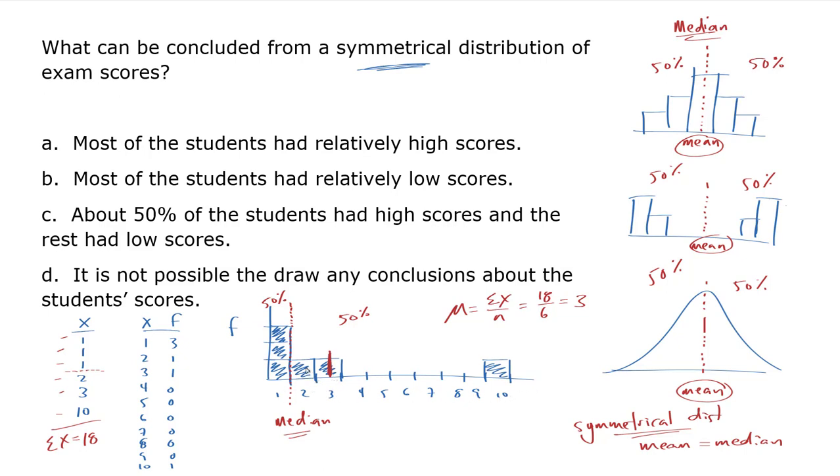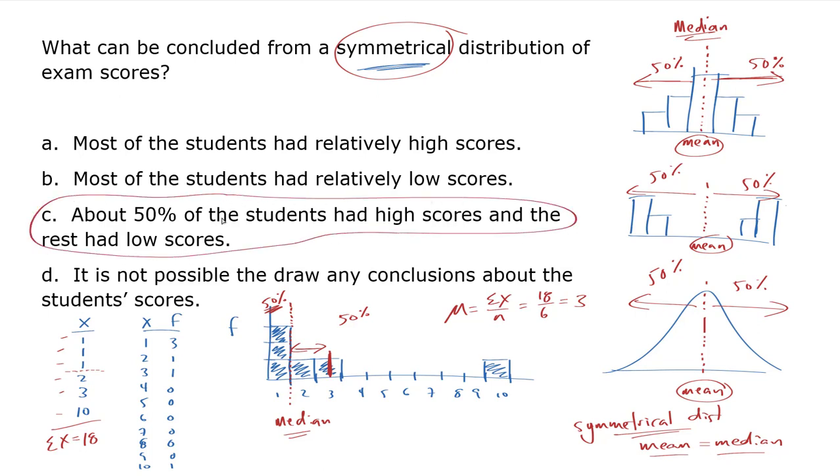So more than 50%, this 50% plus this little bit here, more than 50% got below the average, and less than 50% got above the average. Whereas when I'm dealing with one of these symmetrical distributions, 50% got above the average, 50% got below the average. Same as here, and the same is here. So when you have a symmetrical distribution, because the mean and the median, the center and the average, are in the same spot, you can say that 50% of the students had high scores and the rest had low scores.